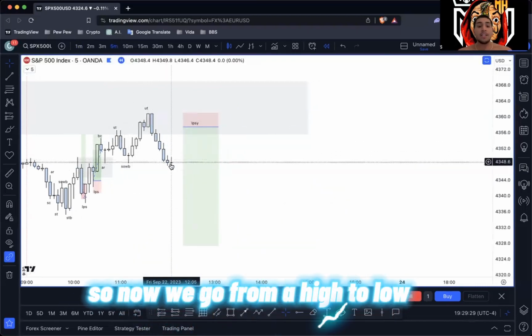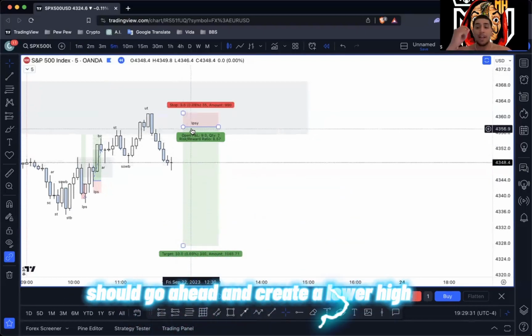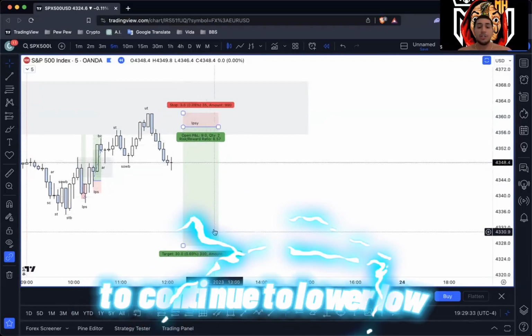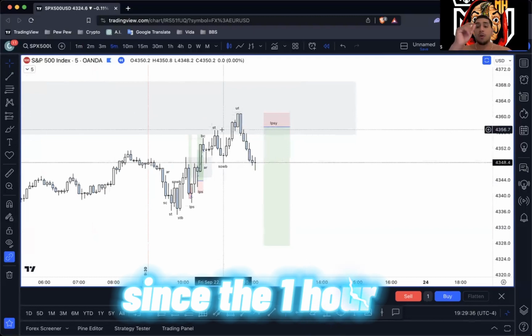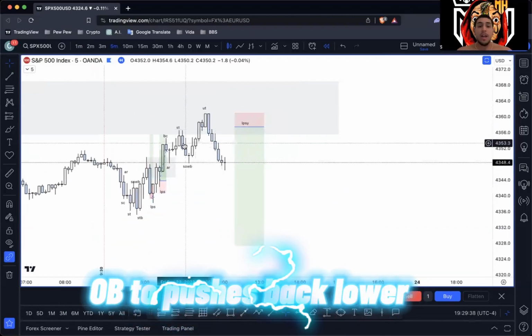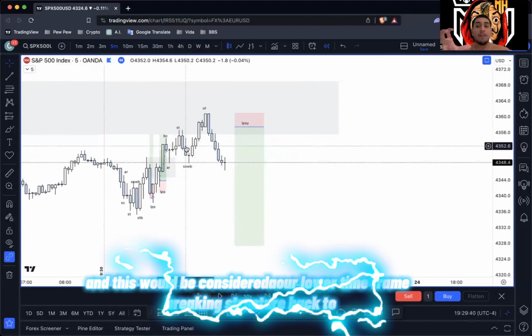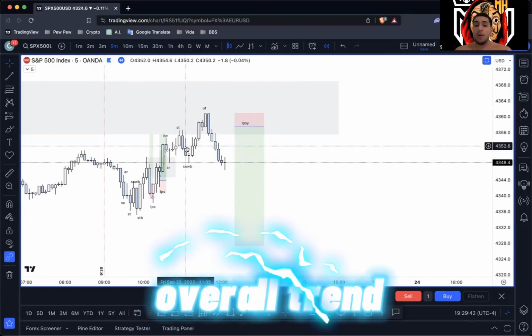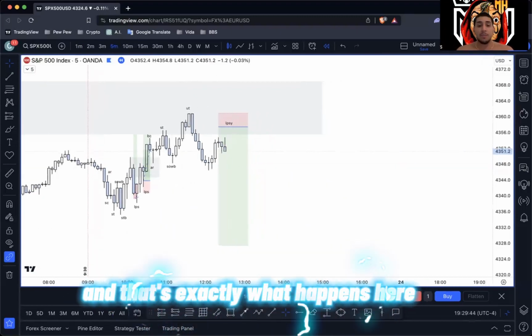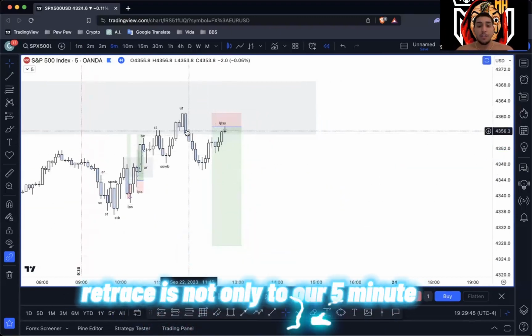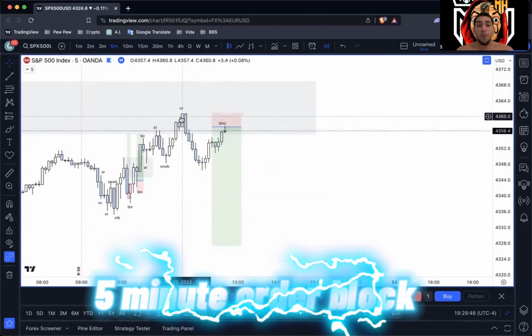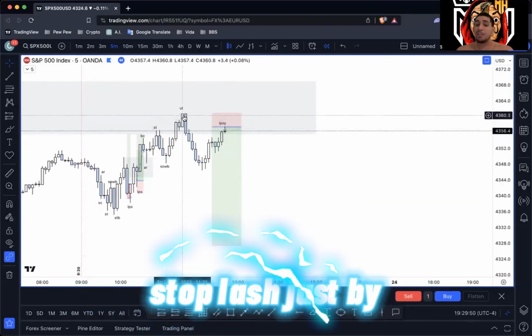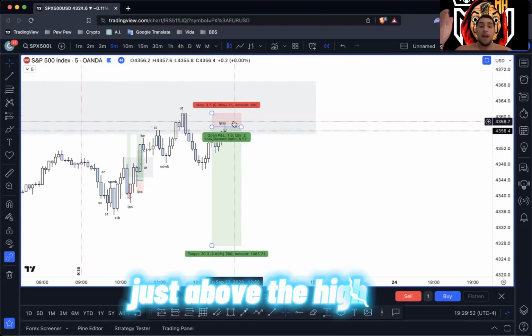So now we go from a high to a low. We should go ahead and create a lower high to continue to lower low, since this is the 1 hour OB to push us back lower. And this would be considered our lower time frame breaker structure back to overall trend. And that's exactly what happens here. Price goes ahead, retraces not only to our 5-minute imbalance, but our 5-minute order block, playing off of the body, stop loss just above the high.